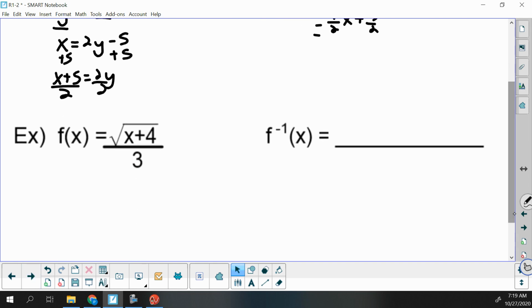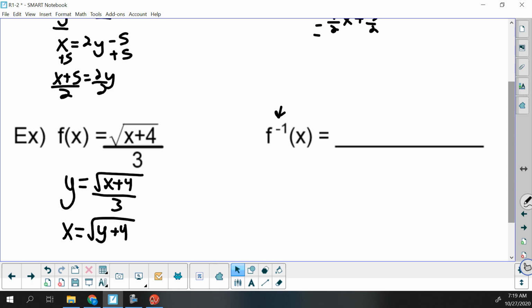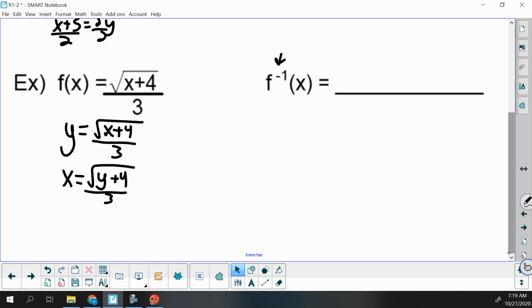All right, next one, we want to find the inverse again. We know that by our notation, so we'll write this as y equals the square root of x plus 4, all over 3. And we'll change our x and y. Only the x and y get switched. Everything else stays exactly where it is. We can put the x over 1, and we can cross multiply. So this will give us 3x equals the square root of y plus 4.